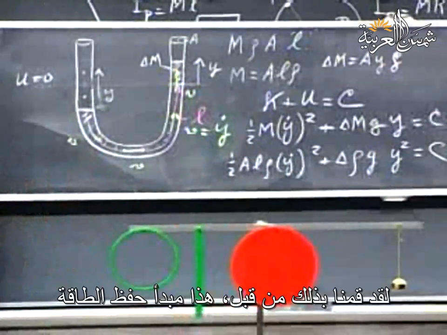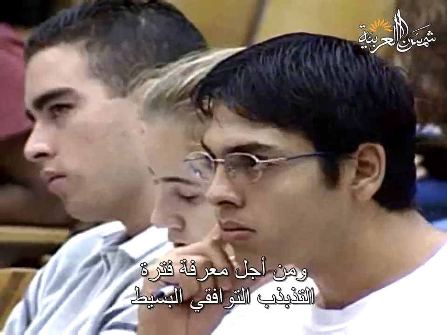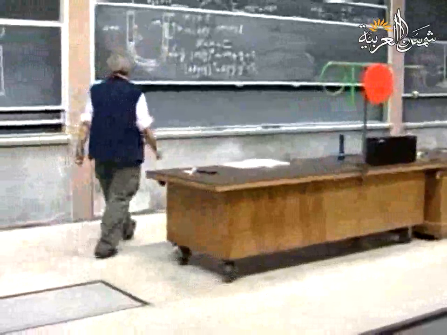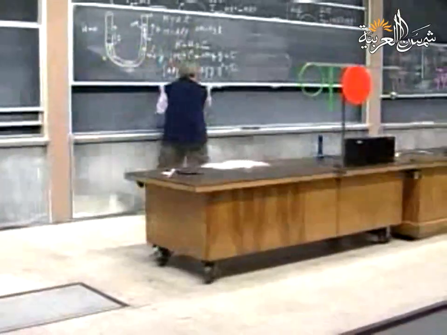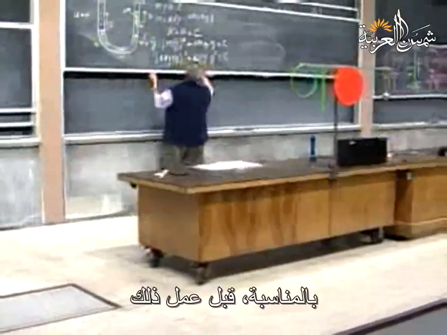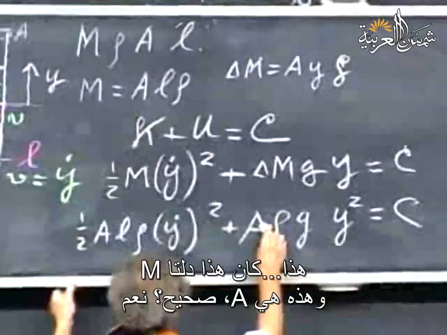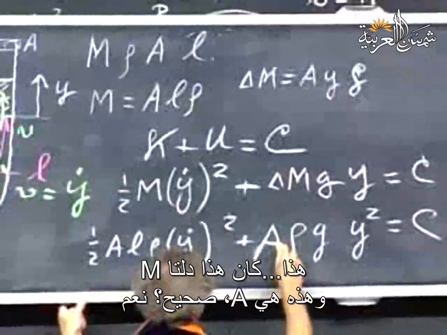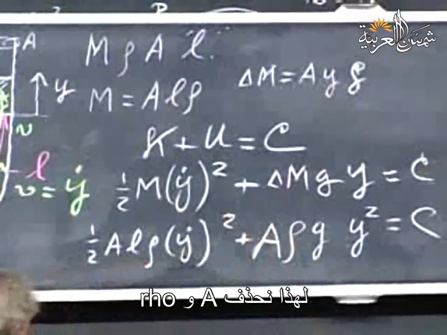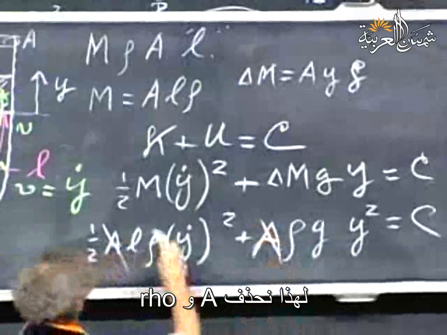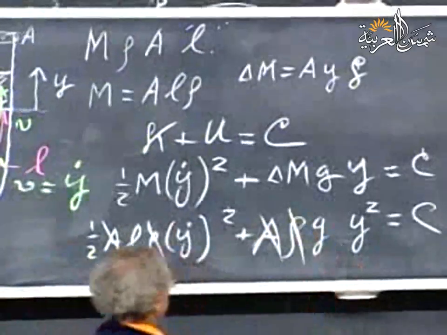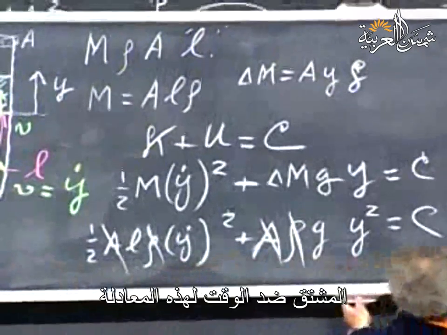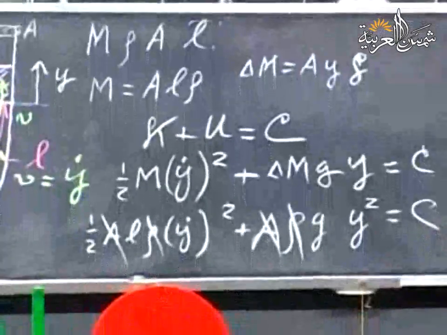We've done this before. This is a conservation of energy, and in order to find the period of the simple harmonic oscillation, we take the time derivative. By the way, before we do that, this was delta m, and this is an a, right? Yeah, a, rho, yeah, that's it. So we lose a, we lose rho, and we continue with what we have. And so we're going to take the derivative versus time of this equation.